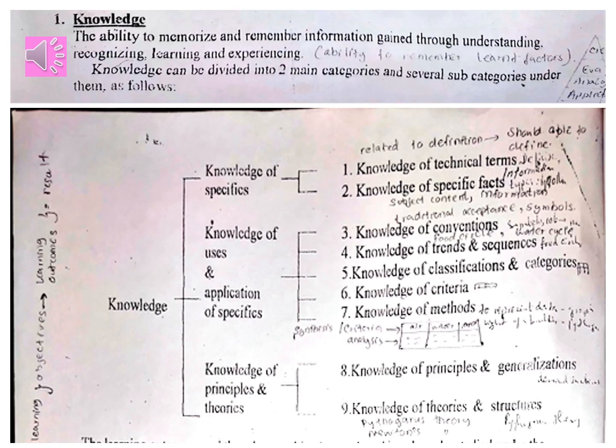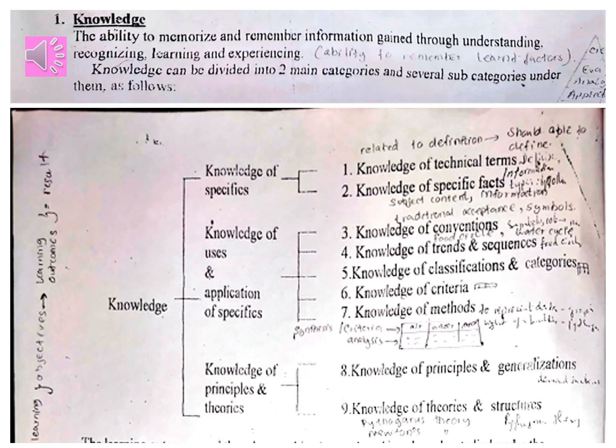Now, knowledge can be divided into 2 main categories and several subcategories under them as follows. You don't have to remember this chart, but you can see on the right side there are 9 things. At least remember 3 things out of 9. Knowledge is the ability to memorize the learned information, based on these 9 subcategories.